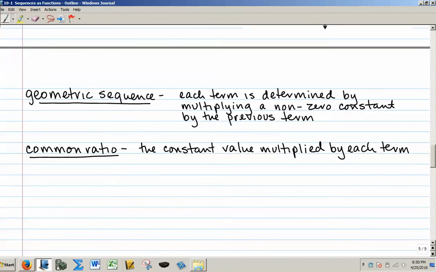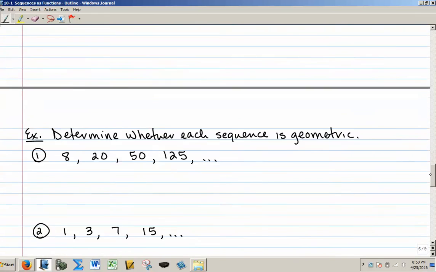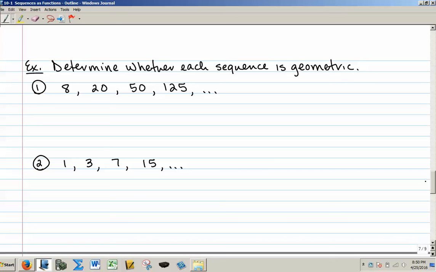In addition to arithmetic sequences, we can also have a geometric sequence. And this is a sequence in which each term is determined by multiplying a non-zero constant by the previous term. So this time, instead of adding something each time, we're going to be multiplying something each time. And that constant value that's being multiplied is called the common ratio. So let's take a look at a couple examples here.